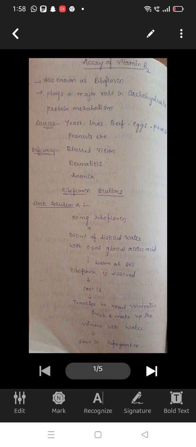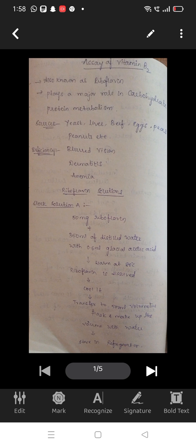Coming to the preparation of the standard solutions, you have to prepare some riboflavin solutions. For the stock solution, we have to take 50 mg of riboflavin. Along with that, you have to add 350 ml of distilled water with 0.6 ml of glacial acetic acid, and we have to warm it at 80 degrees centigrade. Then riboflavin is completely dissolved in that.